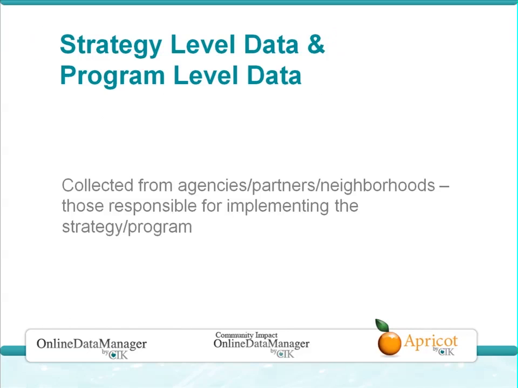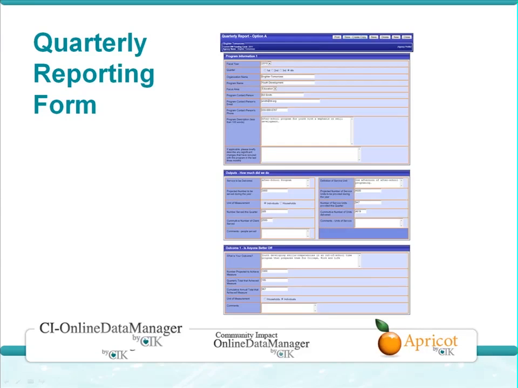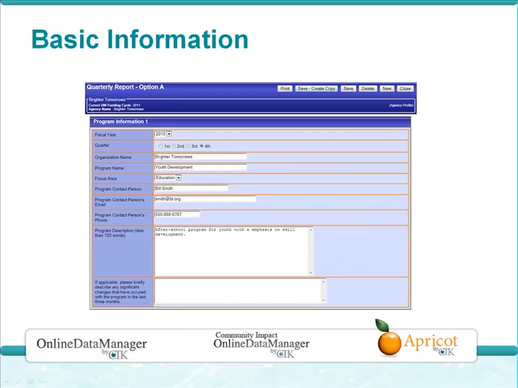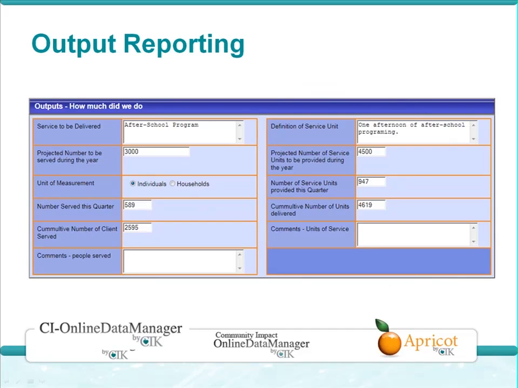At the strategy program level, which is collected from the agencies and partners, here's a sample of a quarterly report form. Because we wanted real-time data to make mid-course corrections, we wanted the agencies to submit this easy-to-complete quarterly report every quarter. In this sample, the agency is Brighter Tomorrows. This is the program information for that agency, and then here are the outputs.